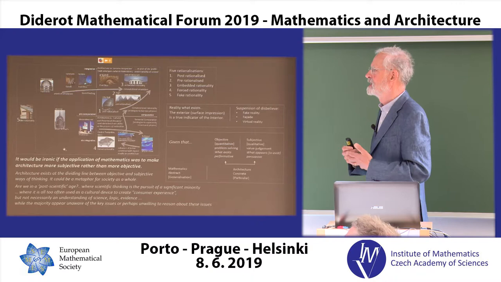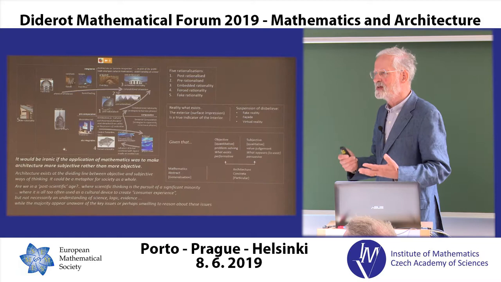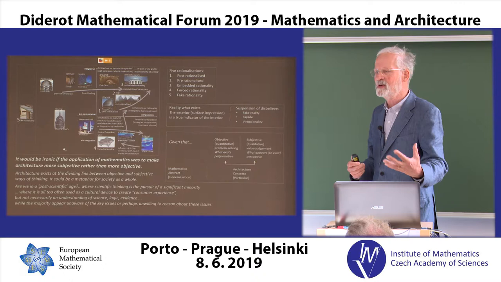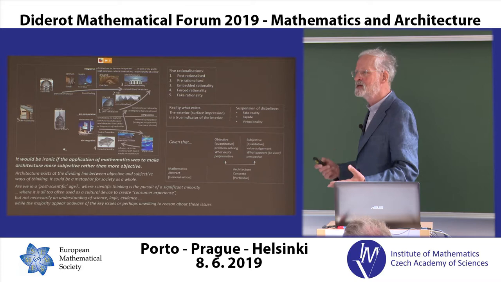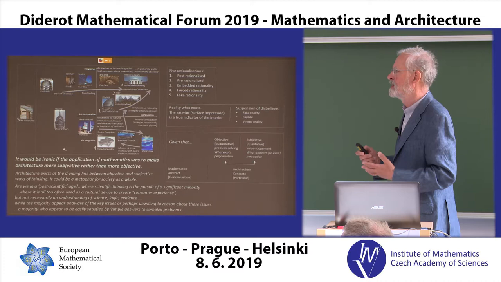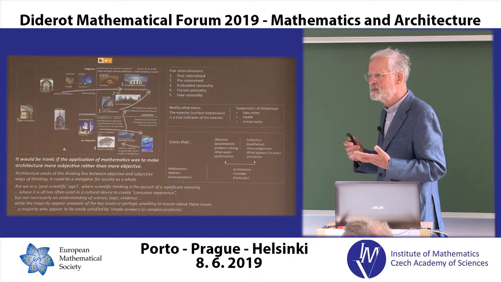Architecture is a very top-down activity. Somebody designs a building, and the public would say, I'm not involved in this building. It just arrived. I wasn't in the decision making. So how can we blame the majority if they appear to be unaware of key issues or unwilling to reason about those issues, and who are really satisfied with very simple answers to complex problems?